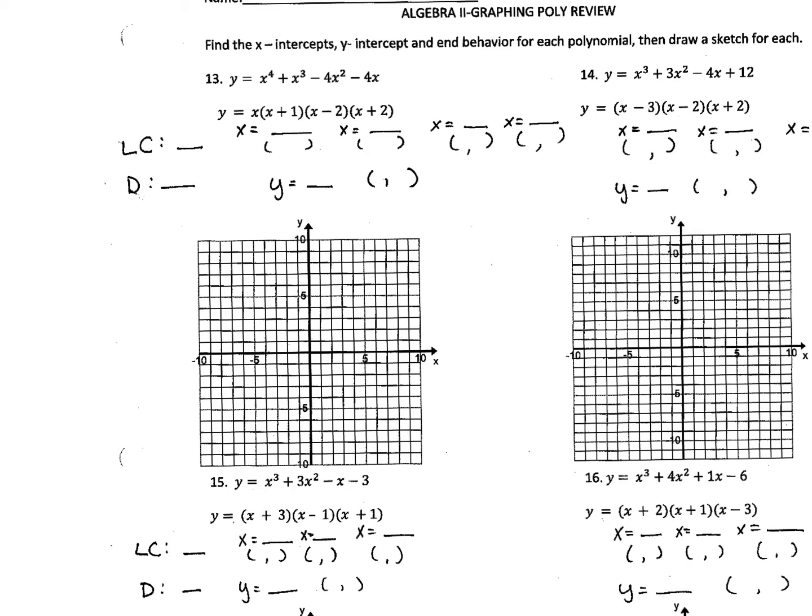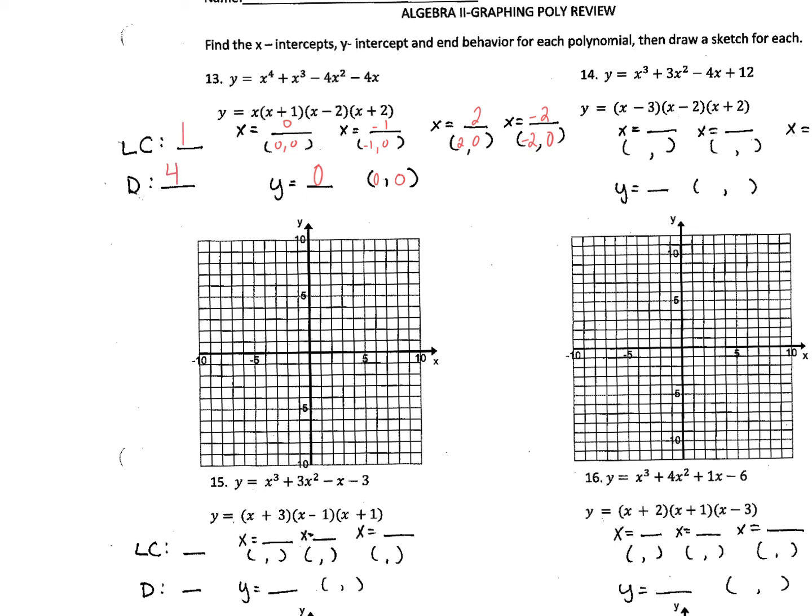So x equals 0, with multiplicity 0. x equals -1, with multiplicity 0. x equals 2, with multiplicity 0. And x equals -2, with multiplicity 0. My y-intercept here was y equals 0, which makes my coordinate (0, 0). I had a leading coefficient of 1 and a degree of 4.